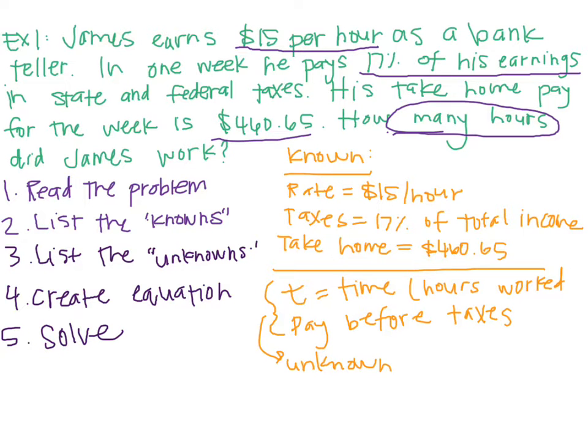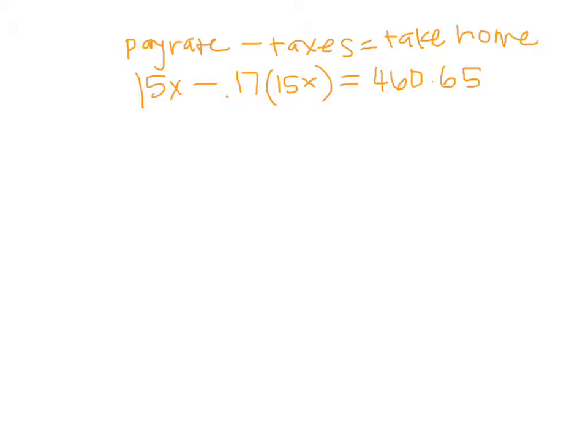A couple weeks ago in our review, we talked about how to solve linear equations. So let's go ahead and solve it. First thing I need to do is multiply. 0.17 times 15x is going to give me 2.55. Bring down my minus, bring down the 15x. And bring down equals 460.